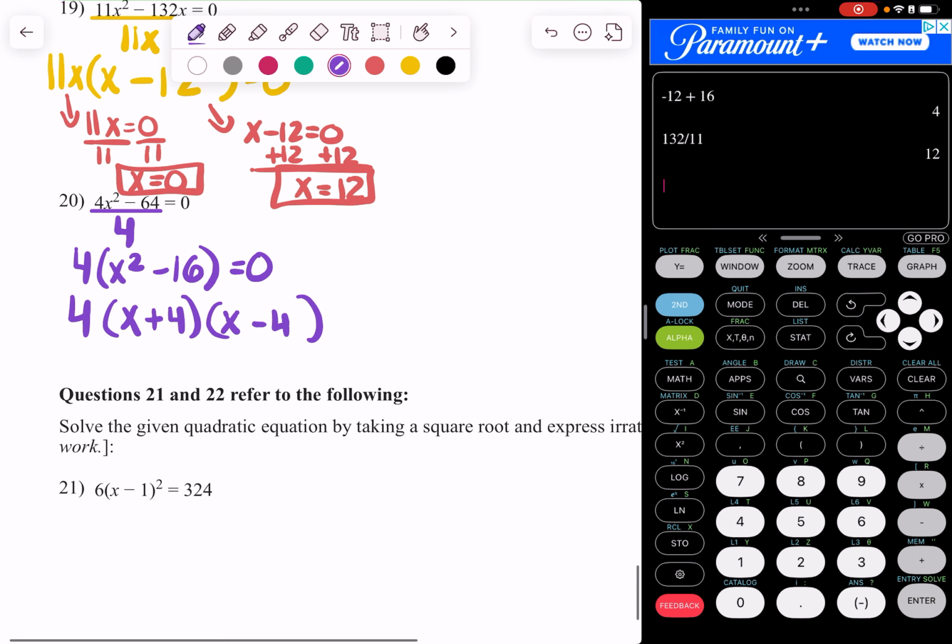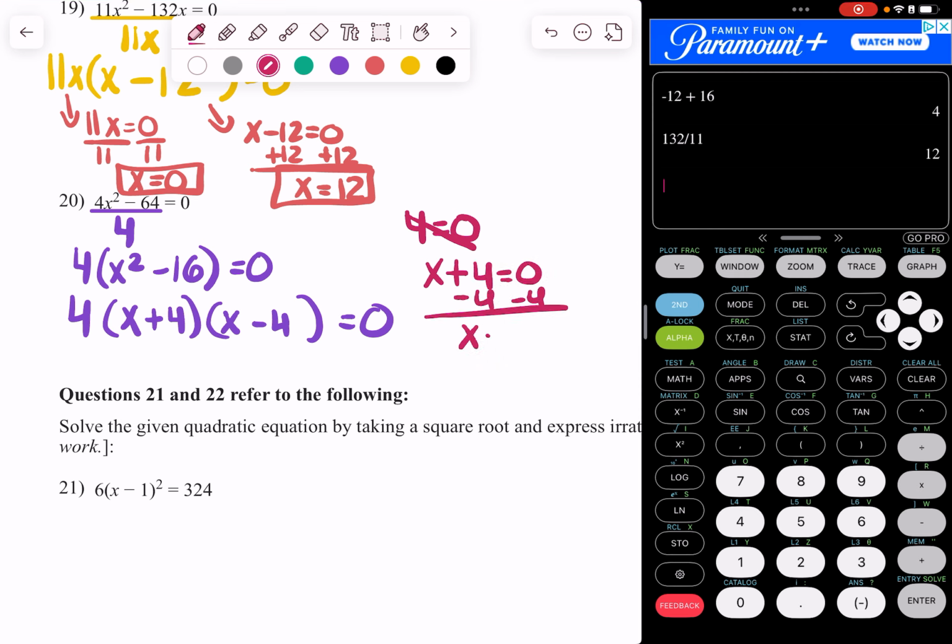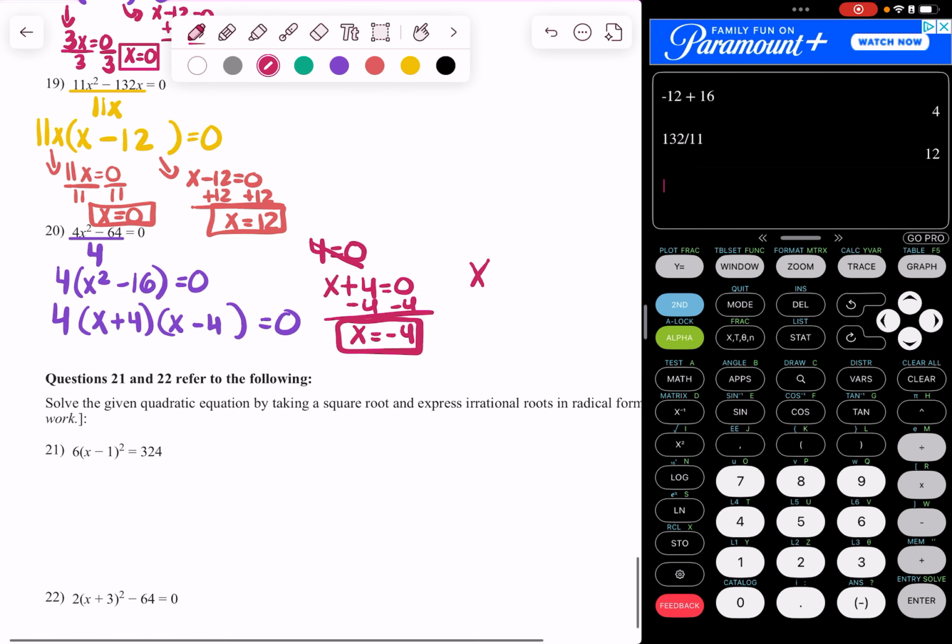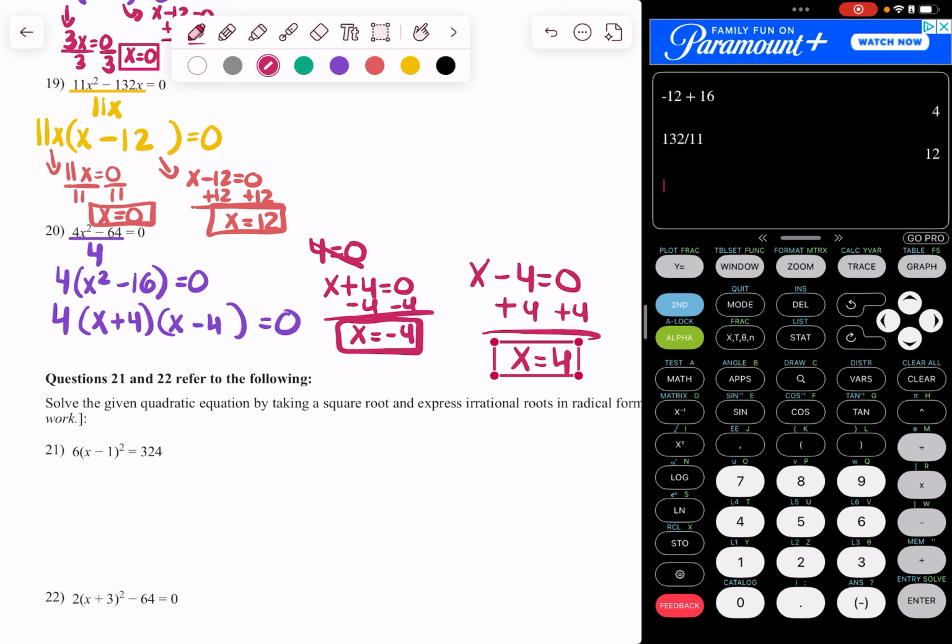We will set each of these equal to 0. 4 equals 0, doesn't work. x plus 4 equals 0. We subtract 4. We get x equals negative 4. And then x minus 4 equals 0. We add 4 to both sides. We get x equals positive 4. Great. That is factoring to solve the quadratics.